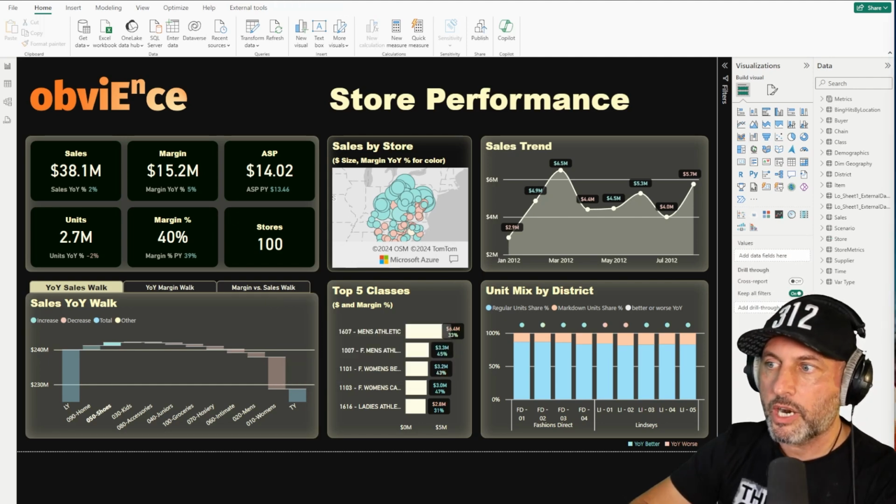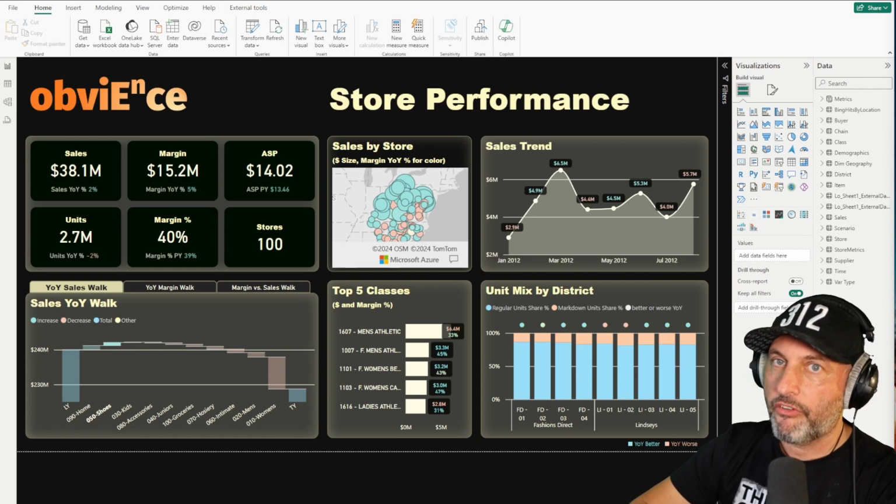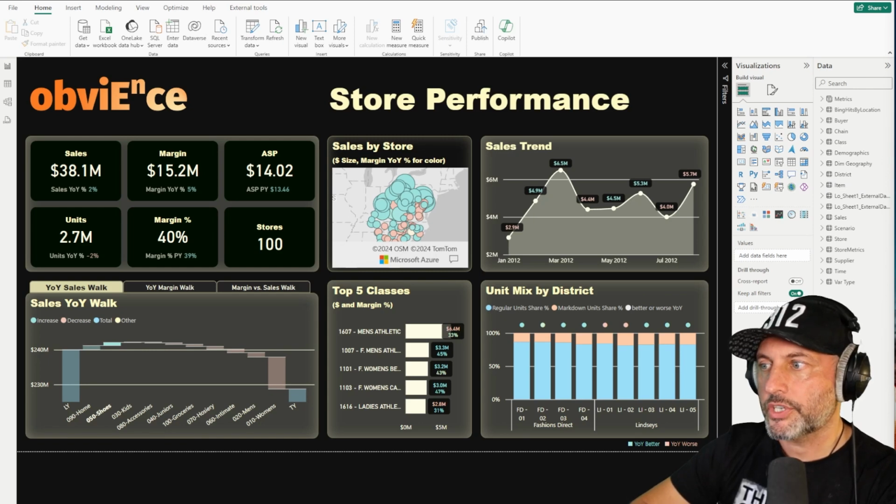Now, if you think this chart is pretty cool, let me explain to you what I had to do to make it work. So the first thing that you need to know is that you cannot do this with a standard clustered chart. I've tried very hard to make it work and I just couldn't.